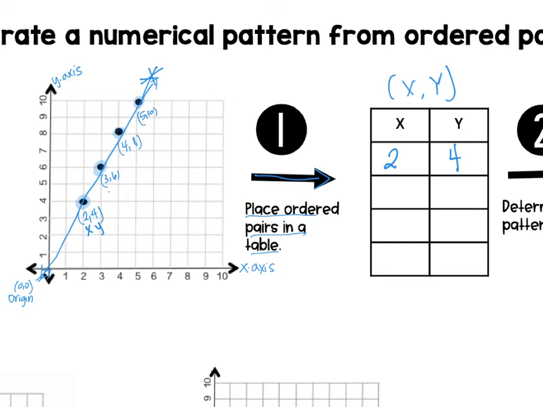If we have the coordinate pair 3, 6, 3 is our x and 6 is our y. So 3 will go in for the x and 6 will go in for the y. If we have our coordinate pair 4, 8, we have x and y. So 4 will go in for x and 8 will go in for y. Our last one is 5, 10. So 5 will represent our x and 10 will represent our y. And we will put that in our table as 5, 10.